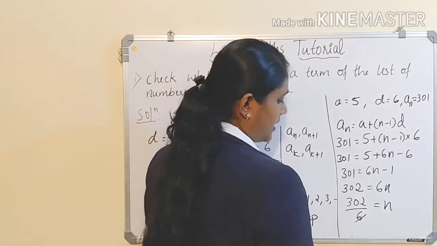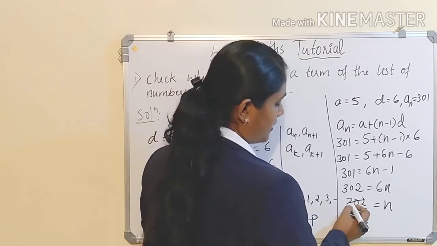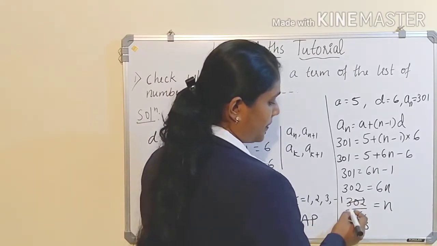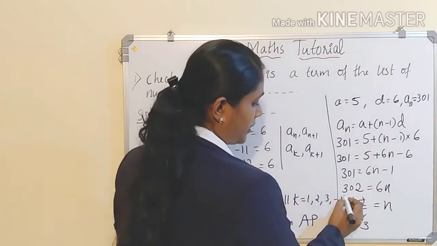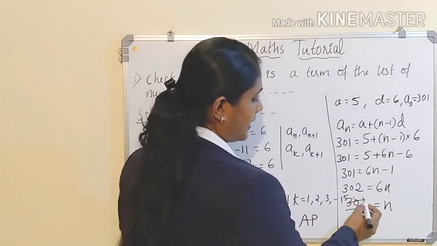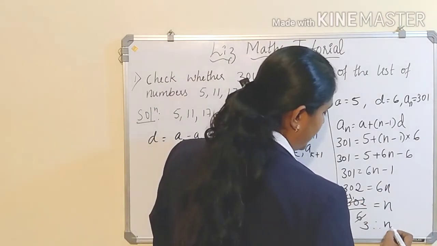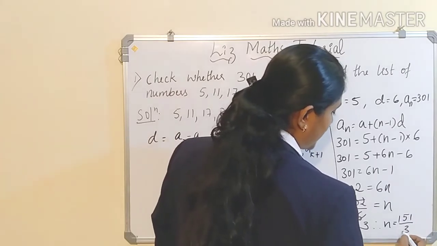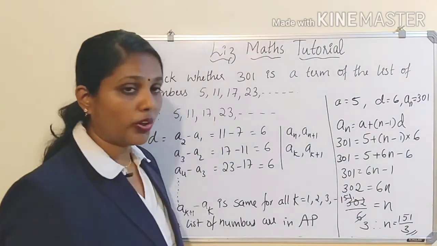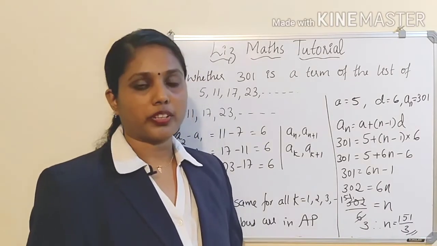Here, 2 3s are 6, and 2 1s are 2, then 1 is remaining. Here 10, 2 5s are 10, then again 2 is there, 2 1s are 2. So what you will get, therefore, N is equal to 151 divided by 3. See what you got here: N is equal to 151 by 3.